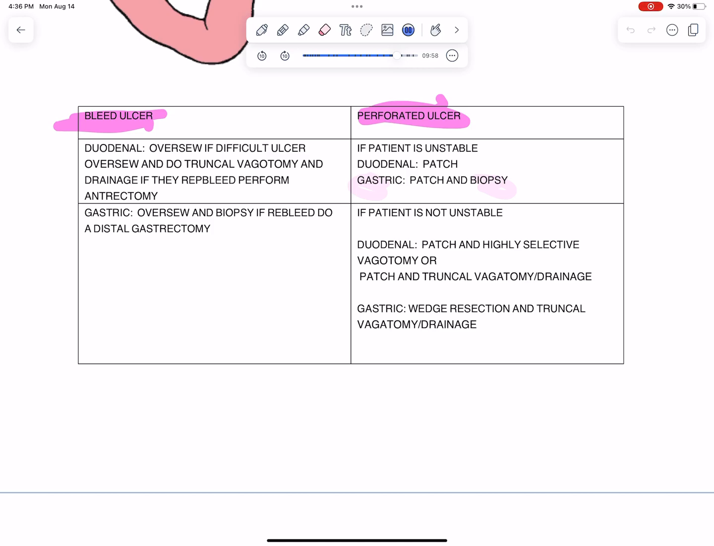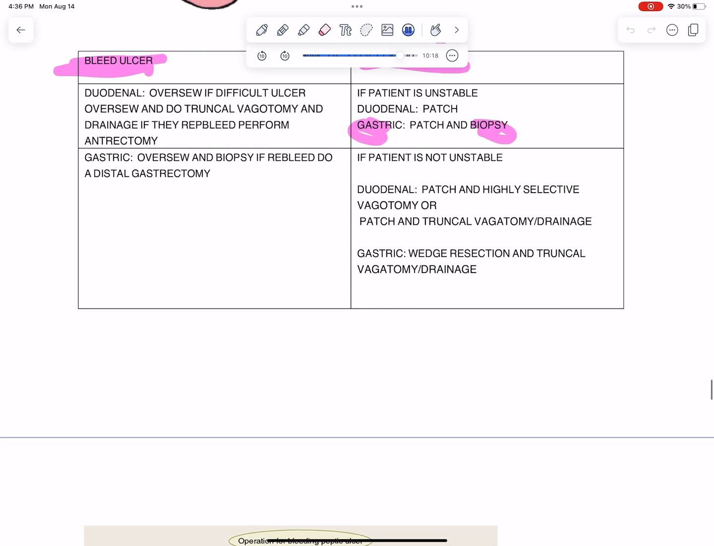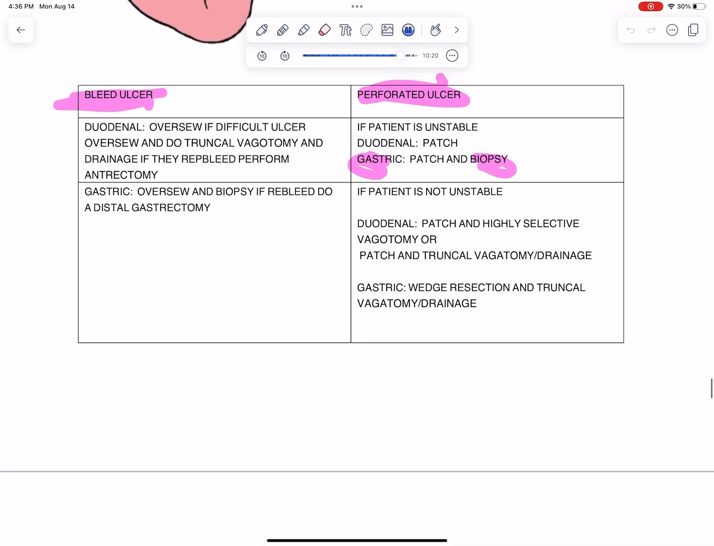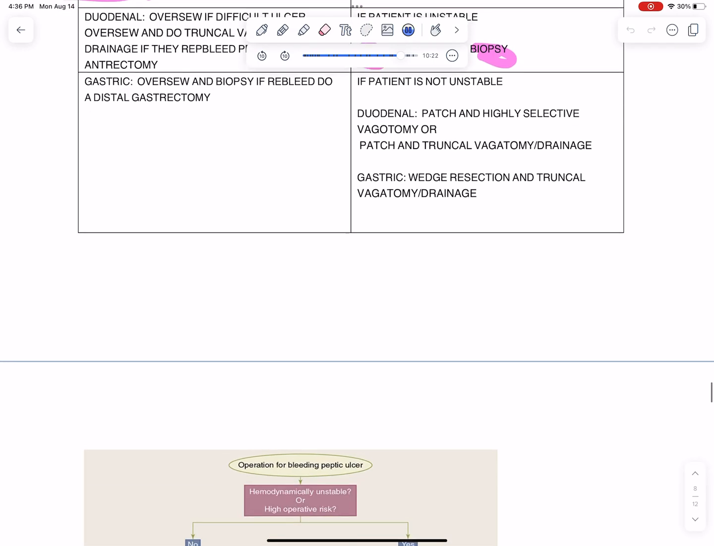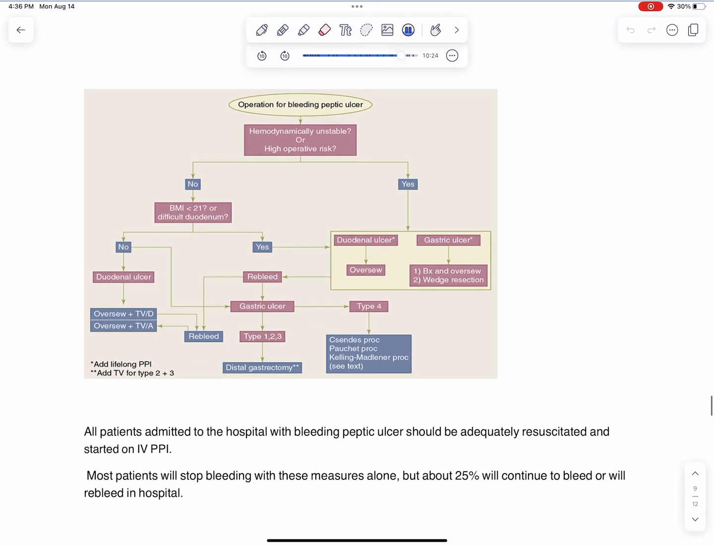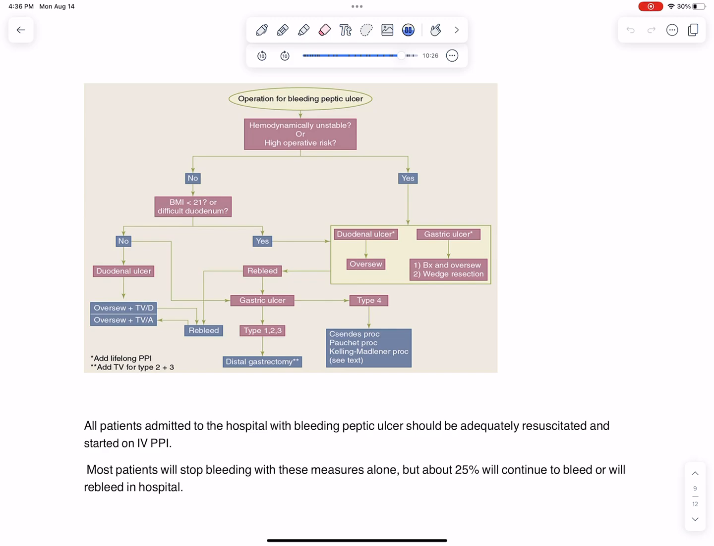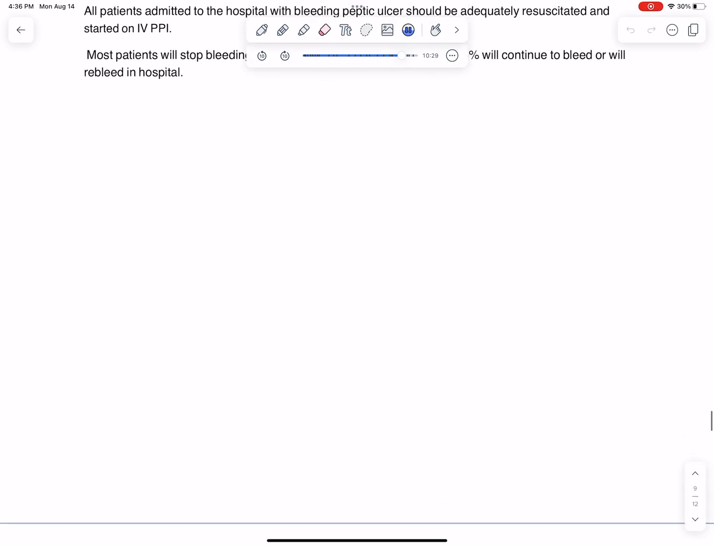For a perforated ulcer, if the patient is stable and it's duodenal, you want to patch. If it's gastric, patch and biopsy. If the patient is not stable, you want to do, for duodenal ulcer, a patch and highly selective vagotomy, or patch and vagotomy and drainage procedure. If it's a gastric ulcer and they're unstable, a wedge resection and a truncal vagotomy and drainage procedure. Here you see basically the difference between a Billroth 2 and a Roux-en-Y.